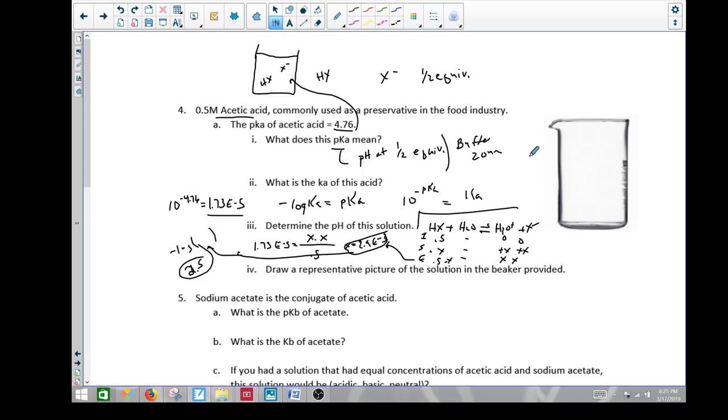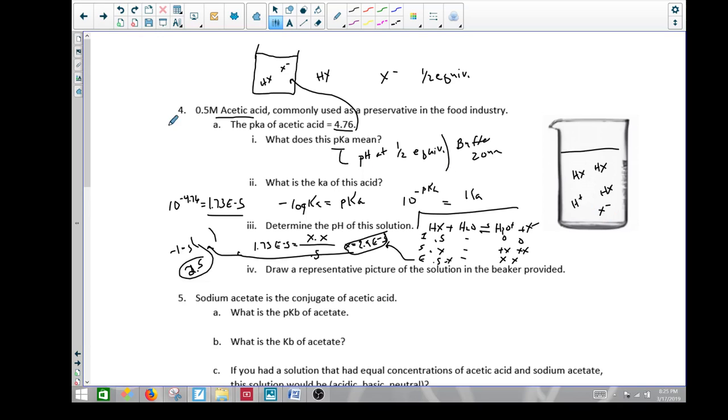Now this is a weak acid, so we're not getting nearly 100% ionization. You'd want to draw a number of acids that are just together, and then show maybe one of them that is ionized through hydrolysis. Surely you would not want to draw two, because our proportion is quite small.